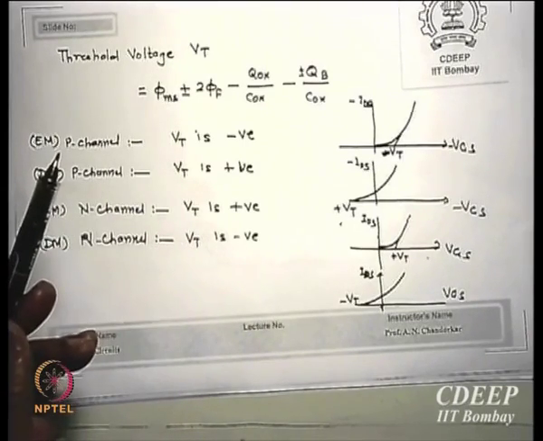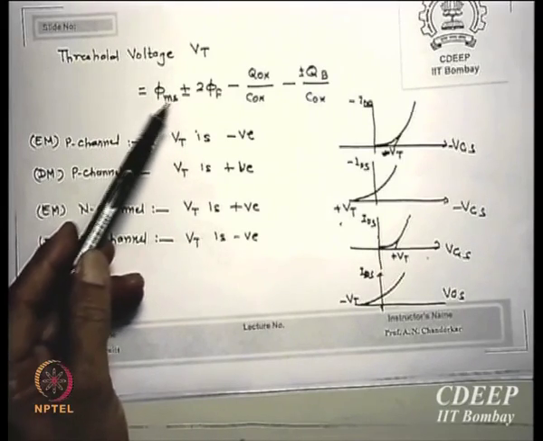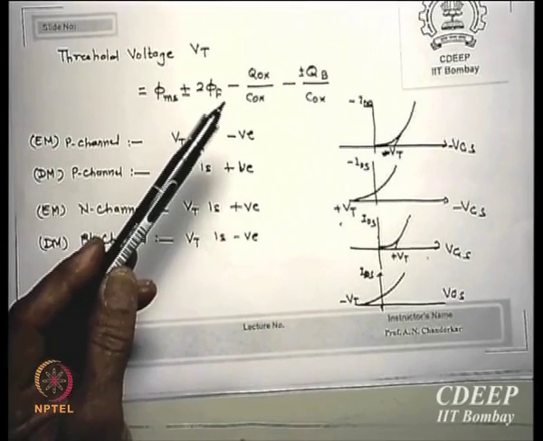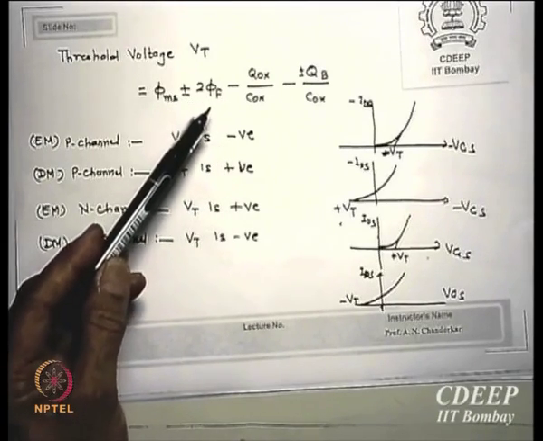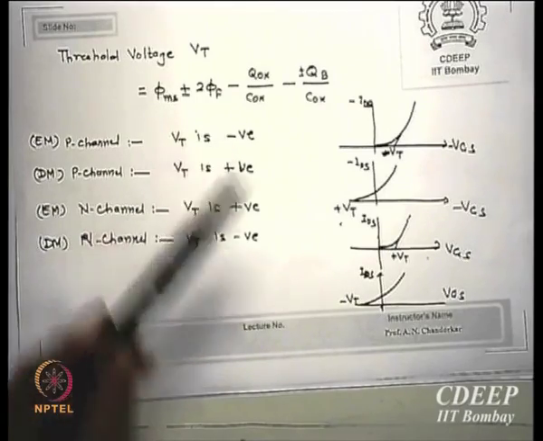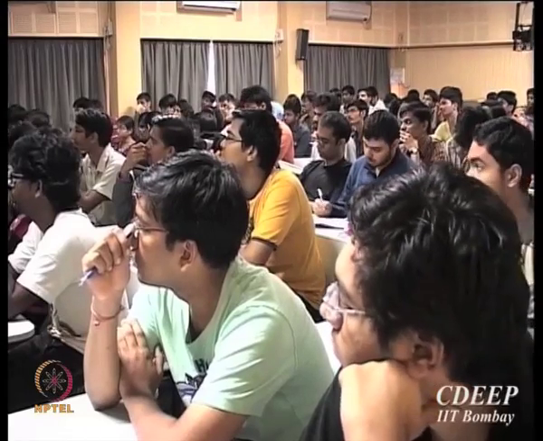Phi ms, what is phi ms? Work function difference between the metal gate and the semiconductor. 2 phi f, what is phi f? Fermi energy, kT by q ln of Na by ni or Nd by ni, therefore plus and minus both signs. Nd by ni will be minus or Na by ni will be minus. If it is a P channel device, Nd by ni will be minus because potential above is negative and below is positive, the opposite happens in both cases. Please remember E by Q is V, but Q has a minus sign, is that correct? Therefore potential energy rising means potential negative, energy going down means potential positive.